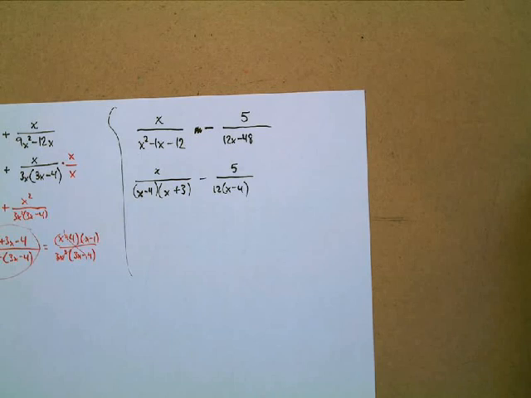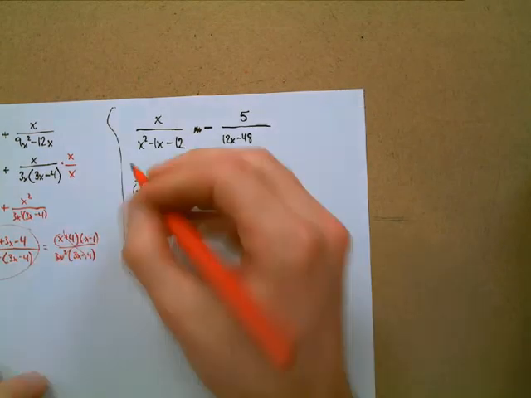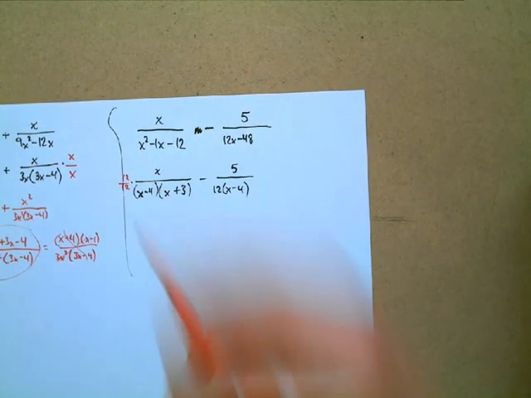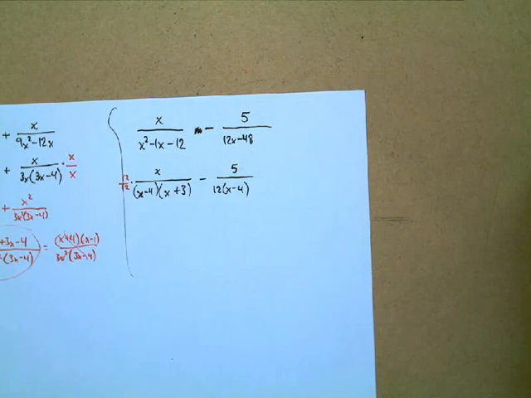Okay. And what is this denominator missing that this one has? X plus 3. So we have to multiply by x plus 3 over x plus 3. Very good, Connor.